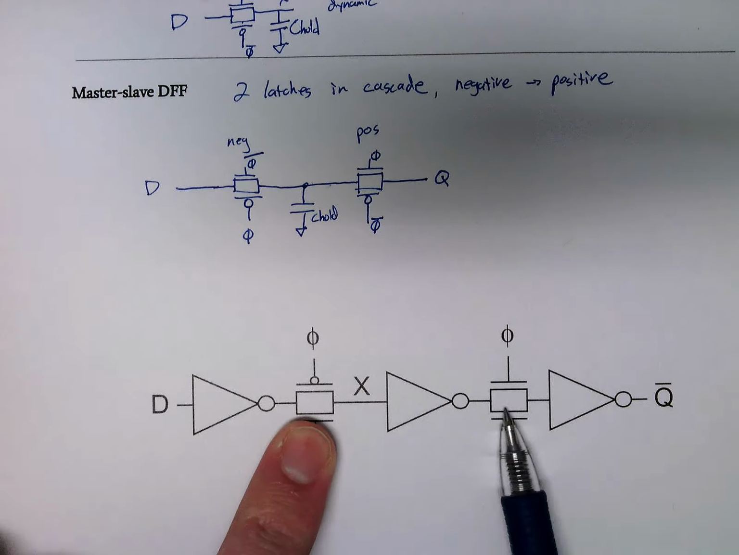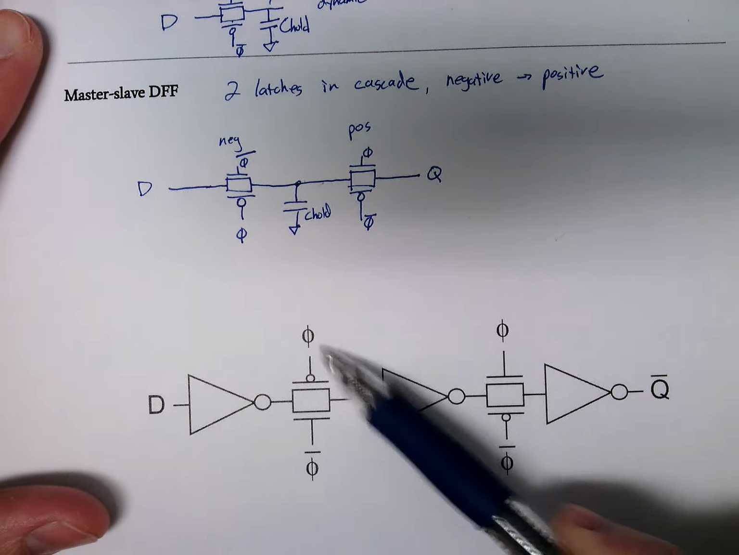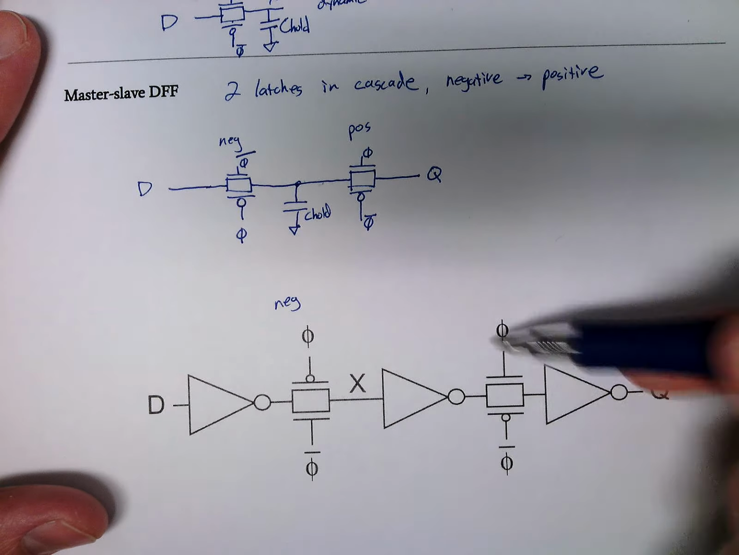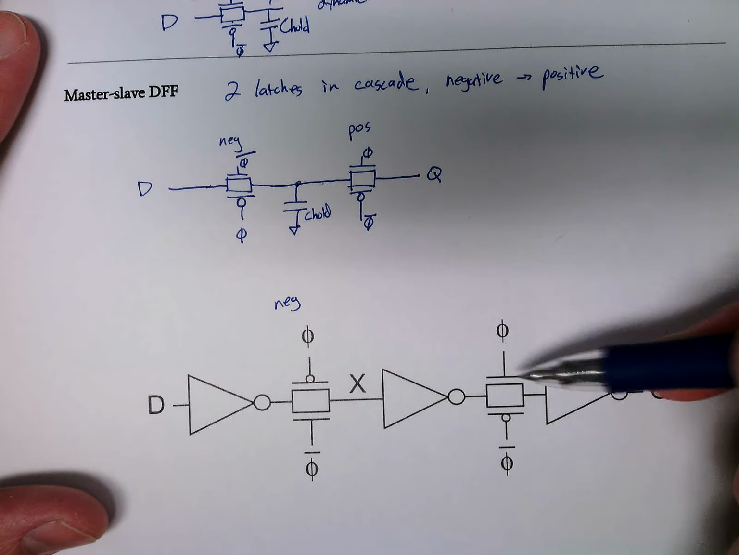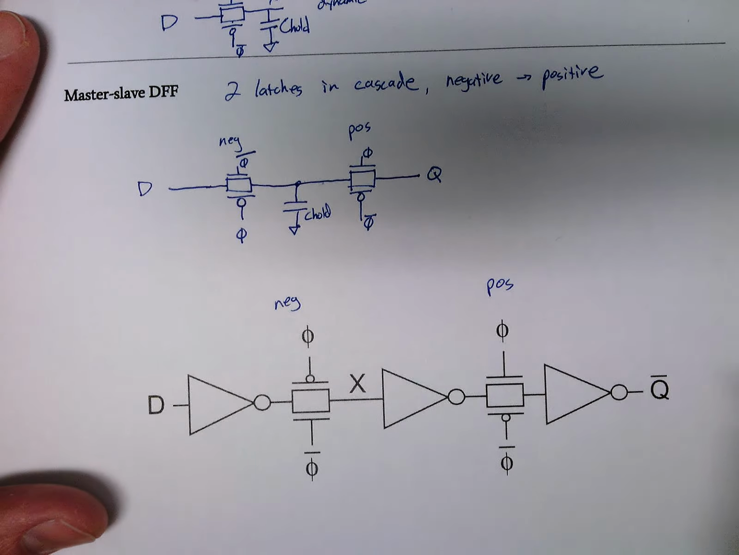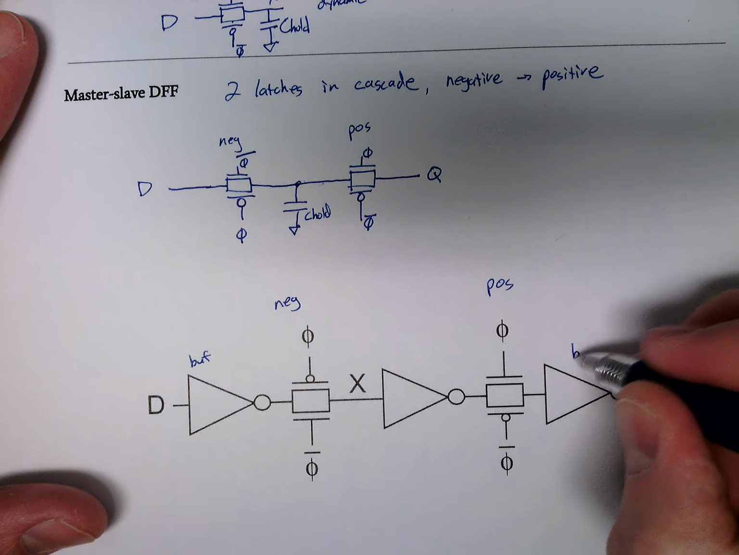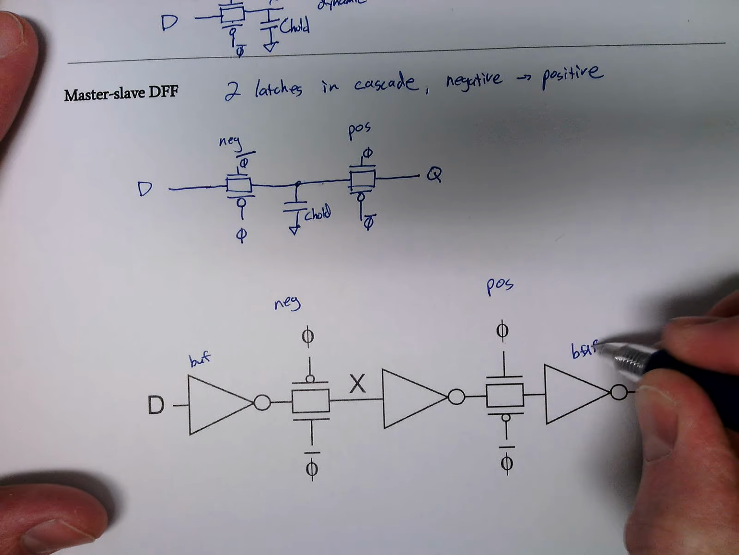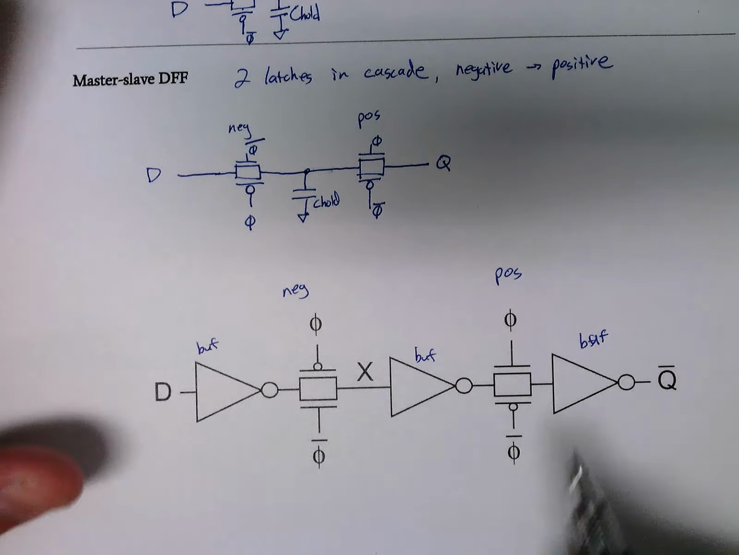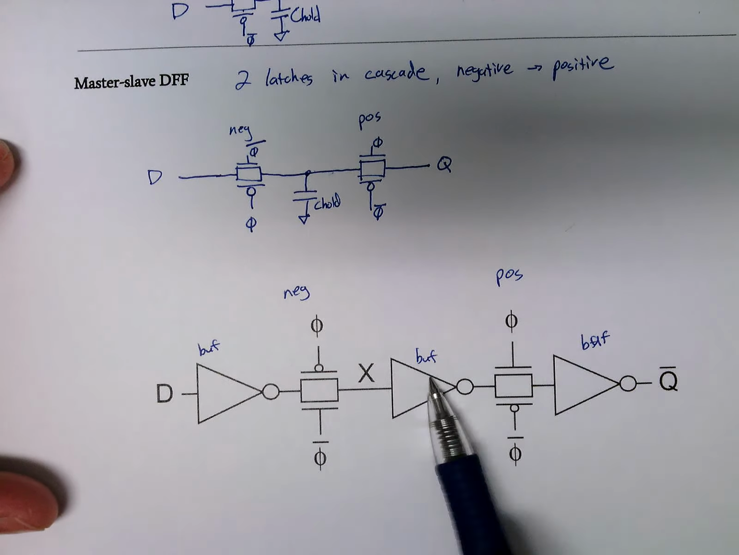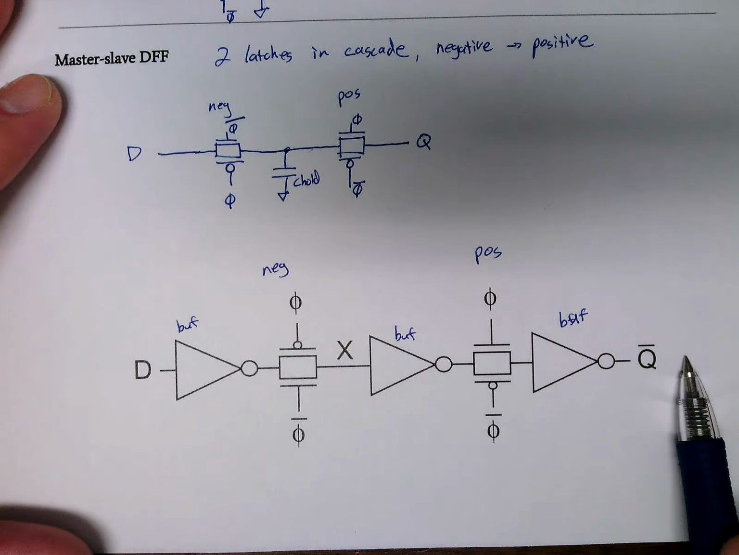So let's convert that. Here's one latch. Here's another latch. We see that phi is attached to the PMOS, so this is a negative latch. Phi is attached to the NMOS, so when phi is high, this is on, so this is a positive latch. And we have a buffer. We also have a buffer, and a buffer here, just to keep our signals nice and square. Because we have 3 inverters that go through the system, we end up with Q bar at the output, but it's not a big deal.